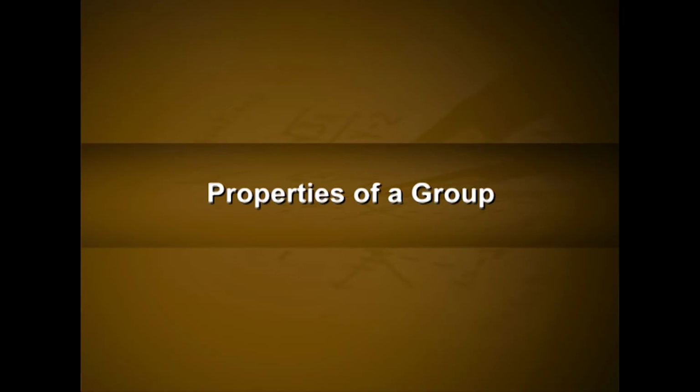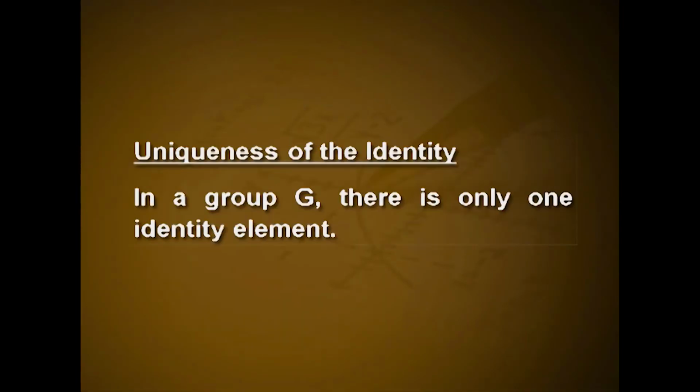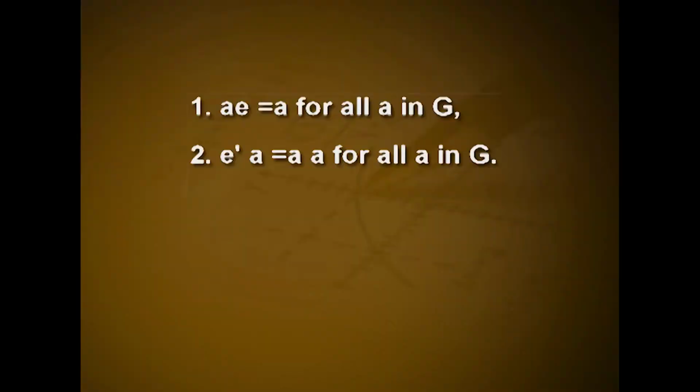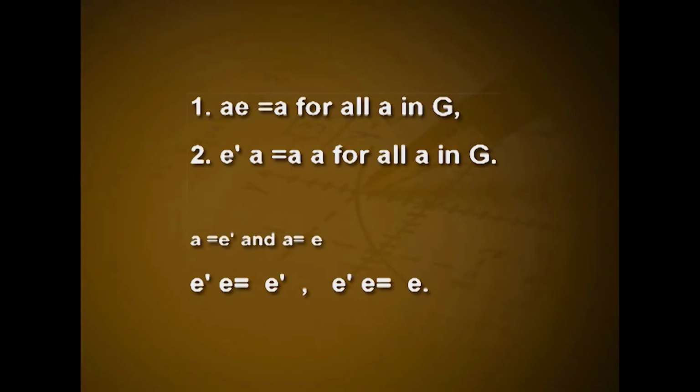Properties of a group. Theorem: uniqueness of the identity. In a group G, there is only one identity element. Proof. Suppose both E and E' are identities of G. Then AE = A for all A in G, and E'A = A for all A in G. The choice of A = E' in 1 and A = E in 2 yields E'E = E' and E'E = E. Thus E and E' are both equal to E'E and so are equal to each other.